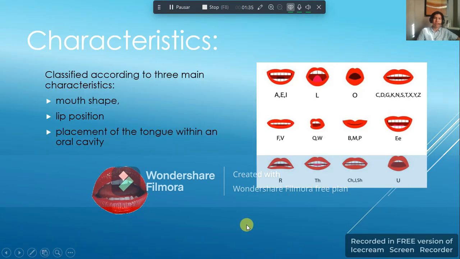The characteristics: vowels are classified according to 3 main characteristics, the mouth shape, the lip position, and the placement of the tongue within the oral cavity, like we can see in the GIF. The tongue is very important, and the lips. You can say a, e, or l. If you try to say l without moving your mouth, it sounds like this. You need to open your mouth and say L, retracting your lips, with the tongue loud.